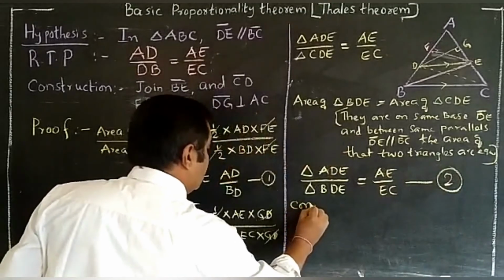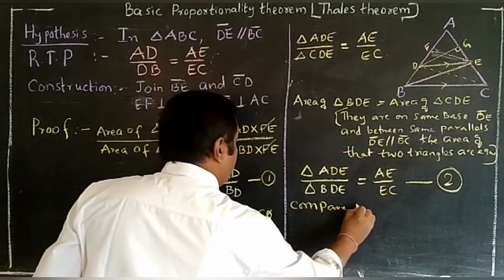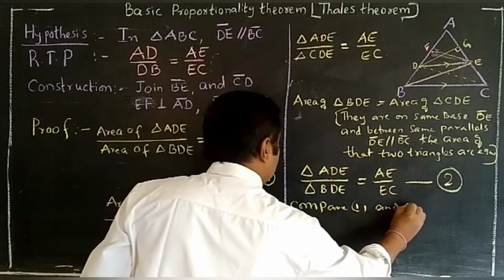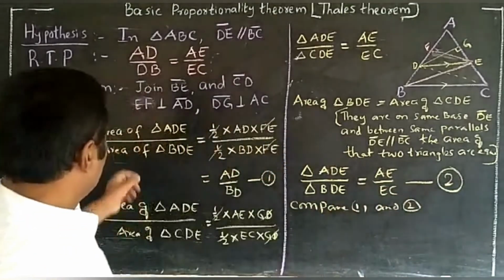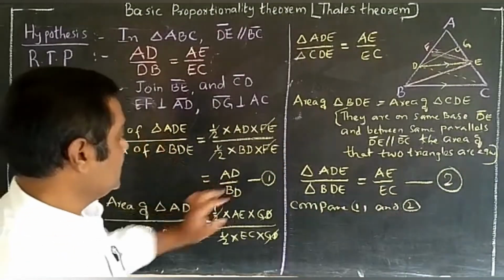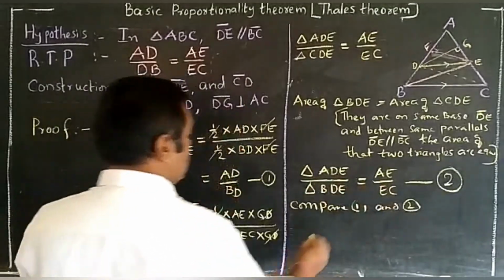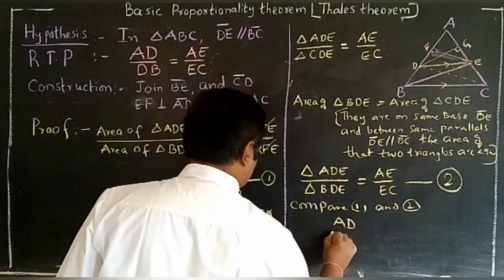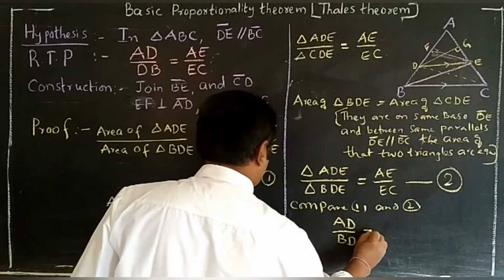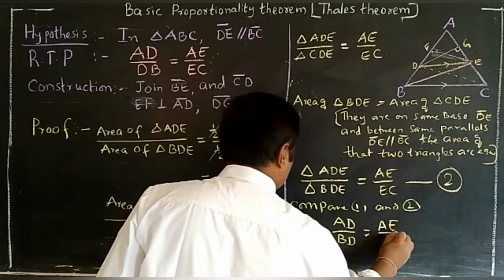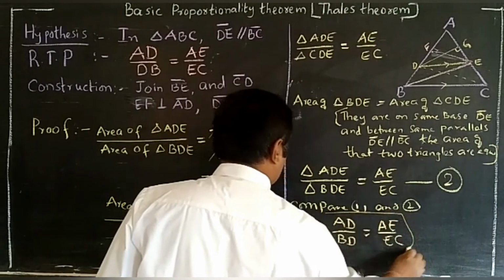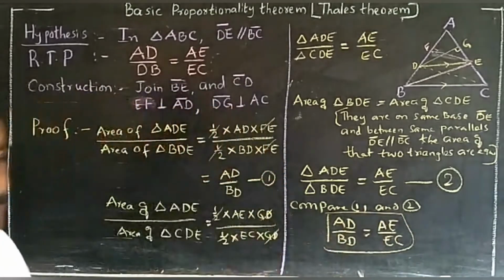When I compare the first and second, the first equation is AD by BD is equal to, the second equation also AD by BD is equal to, so their answers are also equal. AD by DB is equal to AE by AC, hence proved. Let's check this, children.